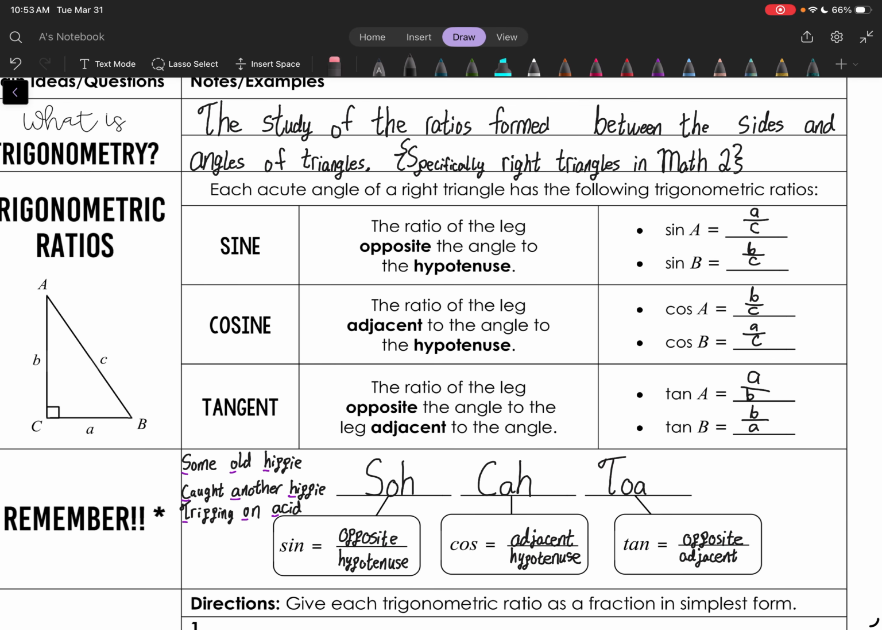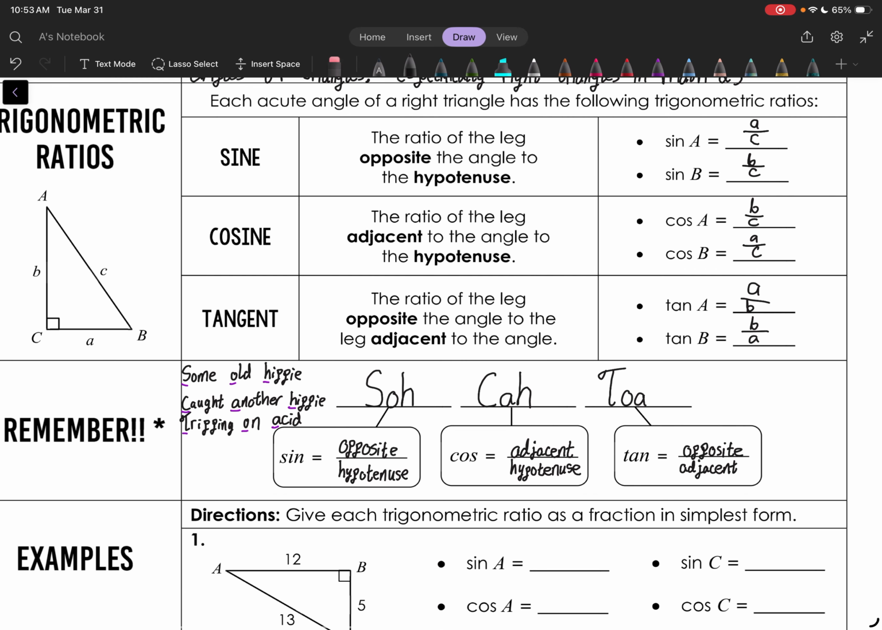Now, the way to remember this is SOH-CAH-TOA. Some old hippie caught another hippie tripping on acid. That's a good way to remember it. You have to know this set of ratios.